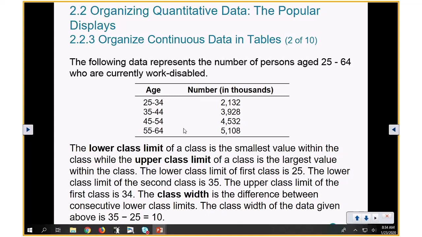Class boundary. Are these whole numbers or tenths or hundreds? Whole numbers. Whole numbers goes to the tenth. So that'd be 24.5 plus 10 is 35.5. 34.5 plus 10 is 44.5 plus 10 is 54.5. Plus 10, 64.5. That's your class boundaries. That's a test question. So, you know, you don't have to write everything down. Just write down class width, midpoint, and boundaries.